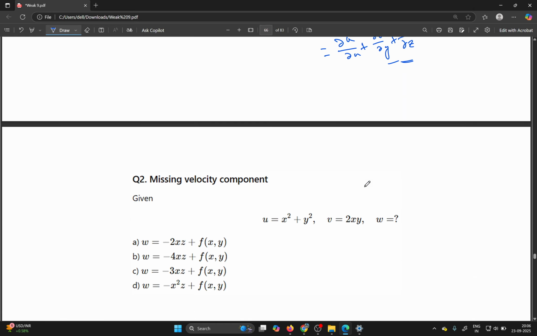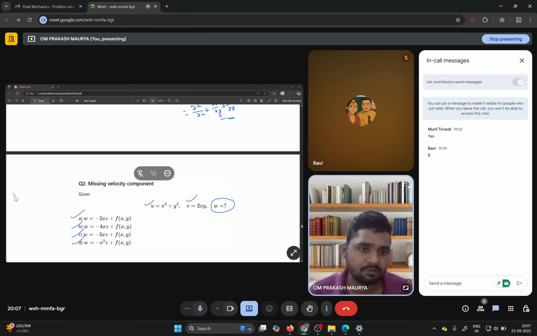Okay, so the next question is, here also you need to calculate the missing velocity component. You have the two components u and v, and you have to calculate w. The similar question we have solved already just a few minutes back. So please try to solve which option will be correct. You have 5 minutes for this question. Very, very important question, and easy also because we have just solved a similar one. So within 5 minutes, please try to solve the question.